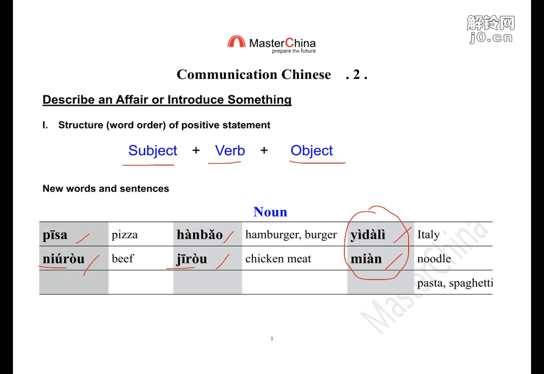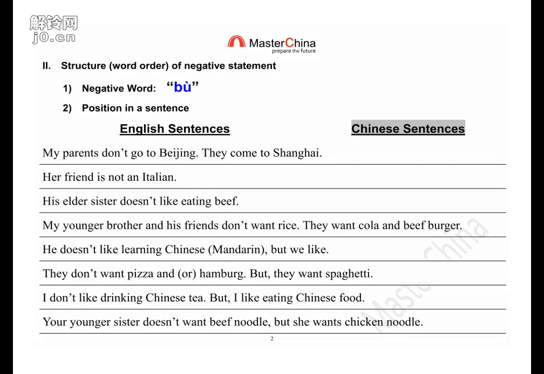Now, it's time to show you the structure or word order of the negative statement. So, negative word, we must get 不. So, 不 is very strong emotion. So that's why you see people use the fourth tone. Same as English, you have not, right? So not means 不.